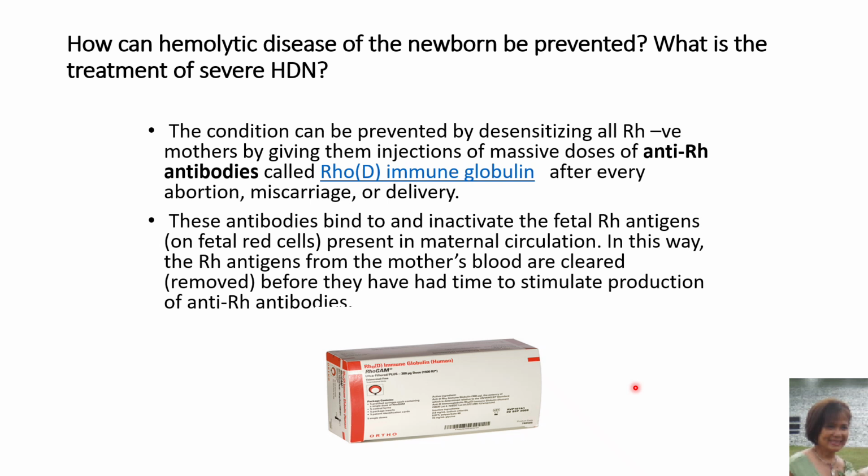This is actually a type of immunoglobulin. Erythroblastosis fetalis can be prevented by desensitizing all Rh negative mothers by giving them injections of massive doses of anti-Rh antibodies, which you call the Rho D immunoglobulin.